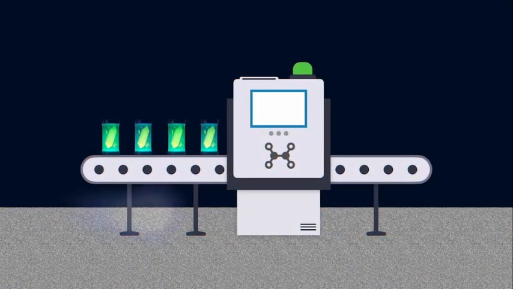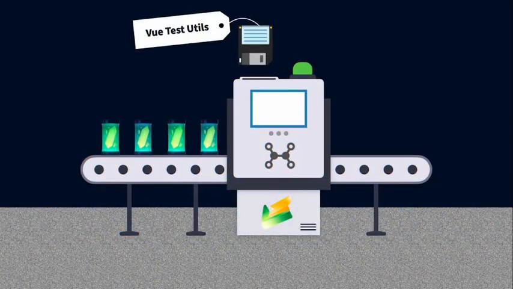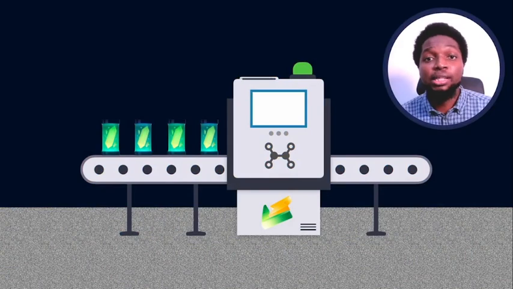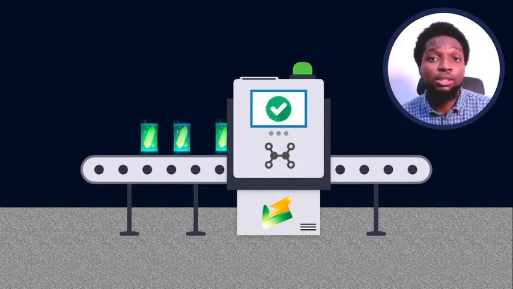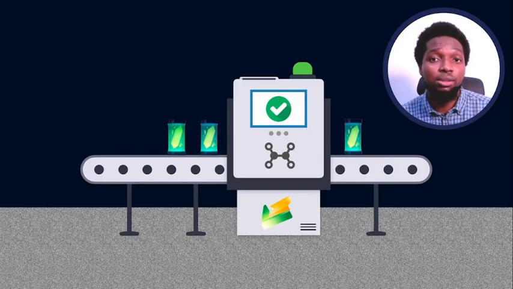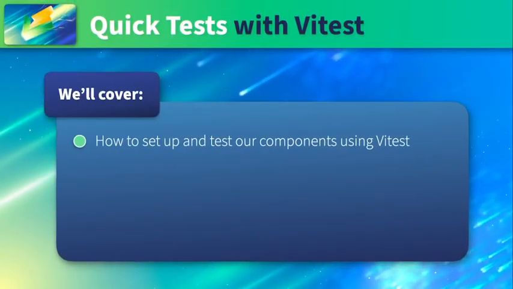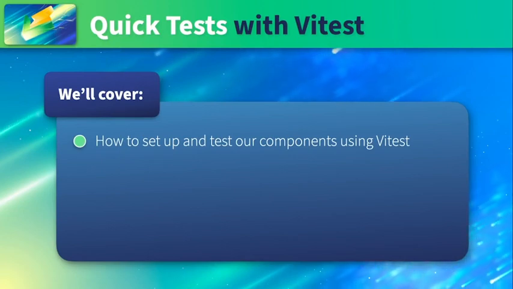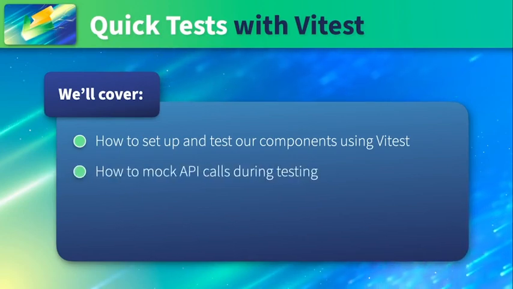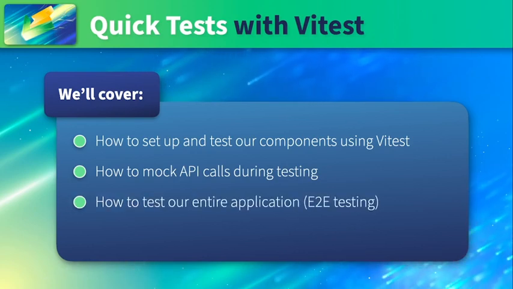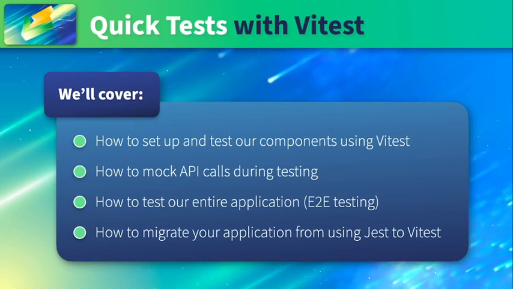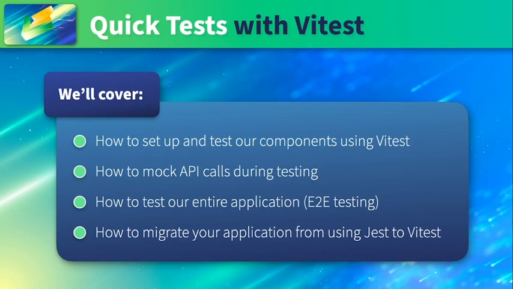In this course, we're going to combine Vitest and Vue Test Utils to test a Vue app. Although we'll be testing a Vue application, it is important to note that Vitest is framework agnostic, and so the same concepts should apply across other frameworks as well. Here are a couple of things we're going to be learning in this course. We're going to learn how to set up and test our components using Vitest. We're going to learn how to mock API calls during testing. We're going to learn how to test our entire application. And finally, we're going to learn how to migrate our entire app from using Jest to using Vitest.